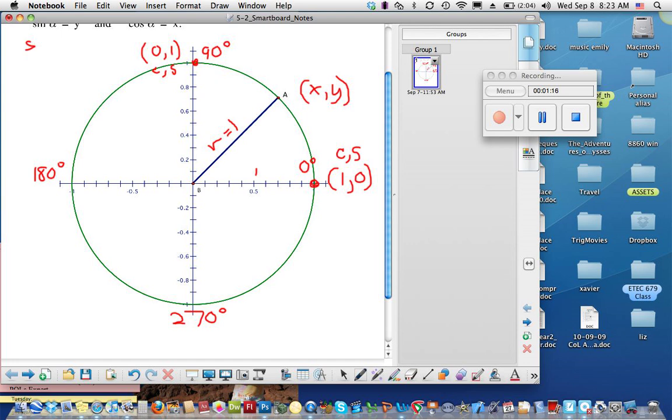It's opposite, but it's also in alphabetic order. So that means if we look at the sine of 90 degrees, again, you can check this in your calculator as long as you have it in degree mode. The sine of 90 degrees is equal to the y value, which is 1. So the sine of 90 degrees is equal to 1, and the cosine of 90 degrees is equal to 0.